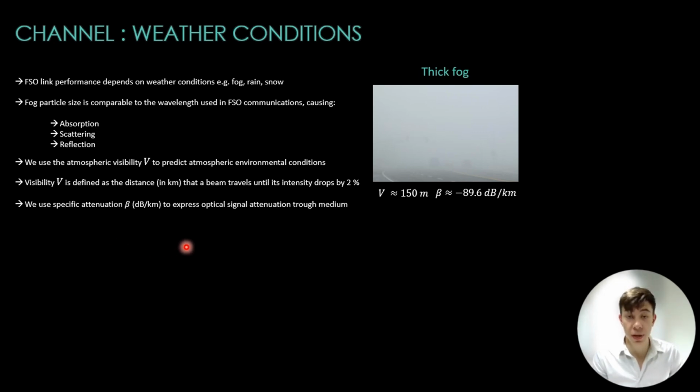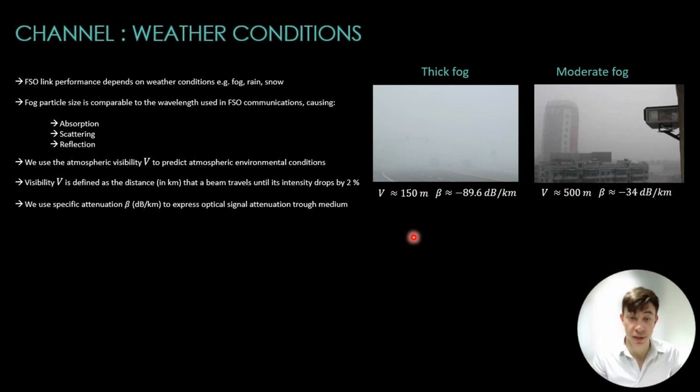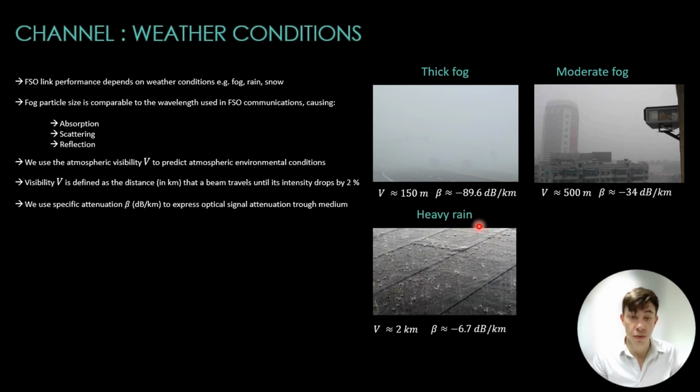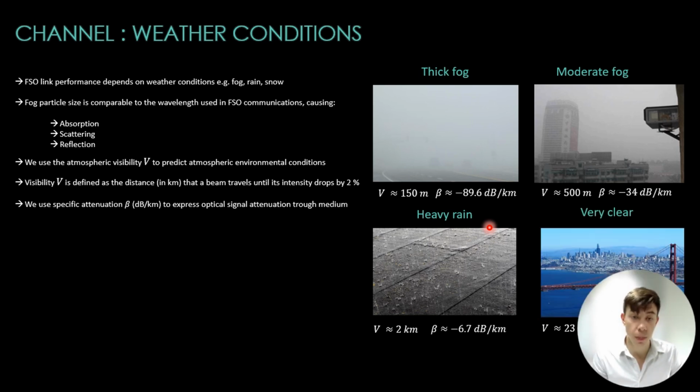As illustrated in the images and data on the slide, for example, for thick fog conditions, visibility is severely reduced, leading to high specific attenuation. This means the signal strength weakens rapidly over short distances. For moderate fog, with visibility around 500 meters, visibility improves slightly, but attenuation is still substantial, impacting link performance. For heavy rain, while not as severe as fog, rain still causes notable attenuation. And for very clear conditions, atmospheric attenuation is minimal, enabling optimal FSOC performance.